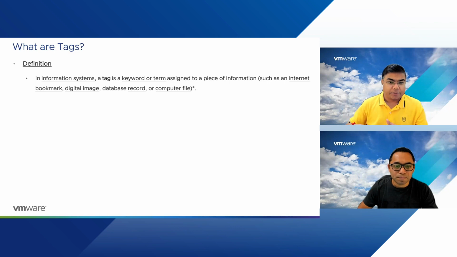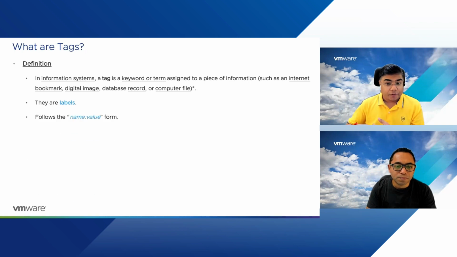In terms of information systems, as an internet bookmark, digital image, database record, or computer file, you are just assigning a keyword or term to it. That's the definition of tagging. They are like names given to any entity or object, living or otherwise, to identify them. They are labels, right? Right. In VMware terms, they are labels that you add to various components. They follow the name value form, but their construction is generally free form.